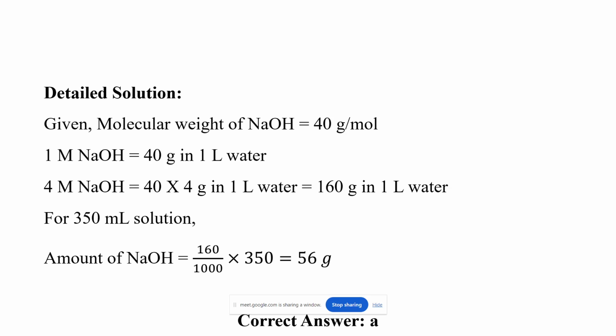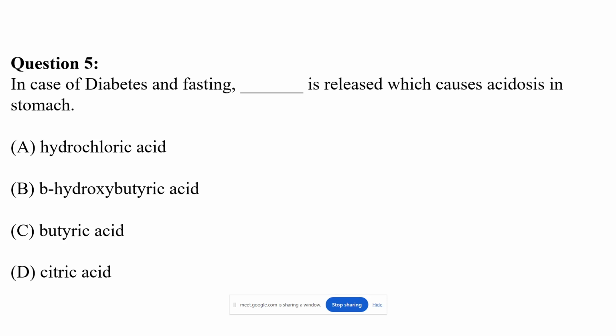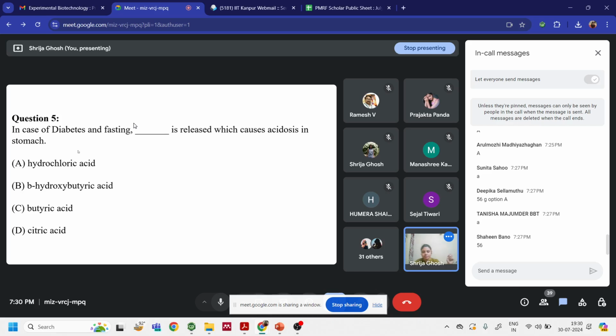Okay, so let's move to the next question. Question number 5. In case of diabetes and fasting, dash is released which causes acidosis in stomach. Option A, hydrochloric acid. Option B, beta hydroxybutyric acid. Option C, butyric acid. And option D, citric acid. Anyone knows? Tanisha has answered option B, beta hydroxybutyric acid. That is the correct answer.